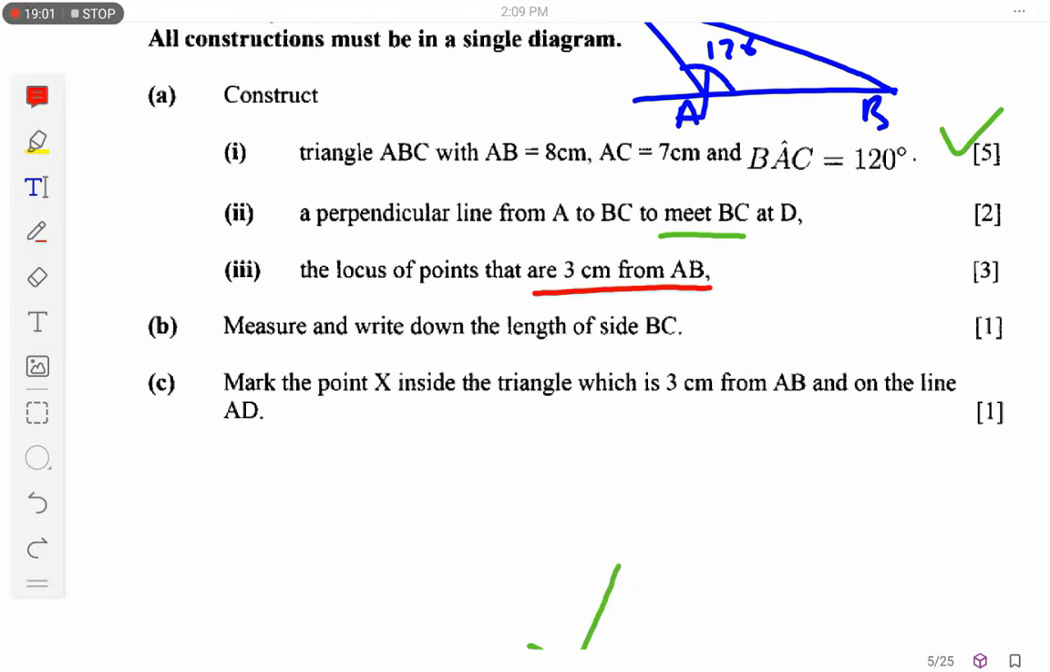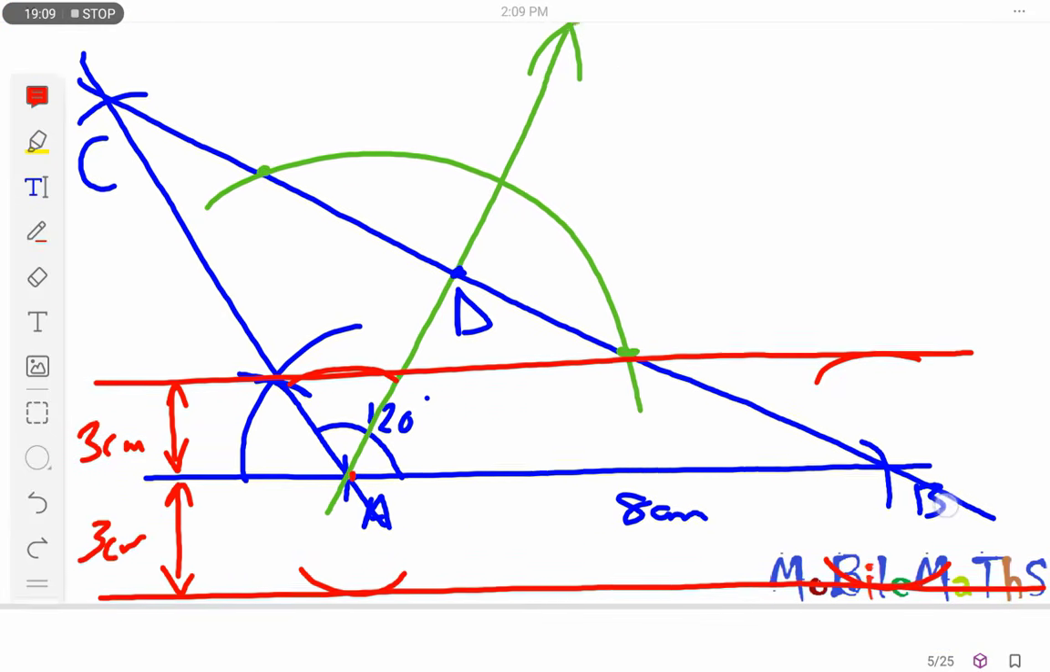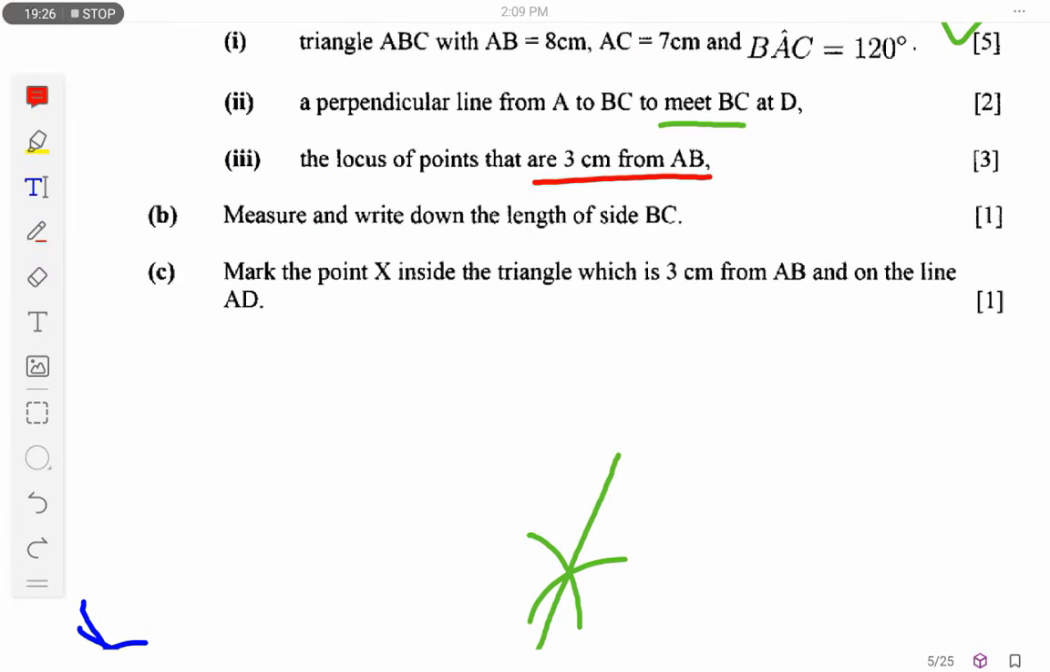Then the last part, write down the length of BC. So BC, where's BC? Basically you are measuring this length here. It's up to you guys to measure that one, but it's very big, because here it was 7 centimeters, here 8. So it will be like 13, 12, somewhere there. Then let's go on to the other one.